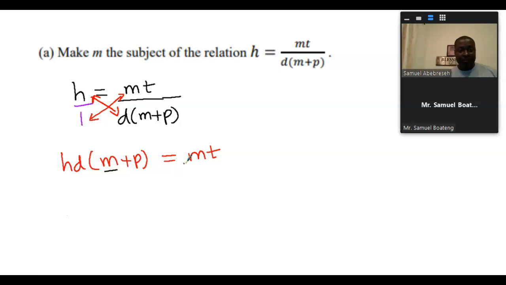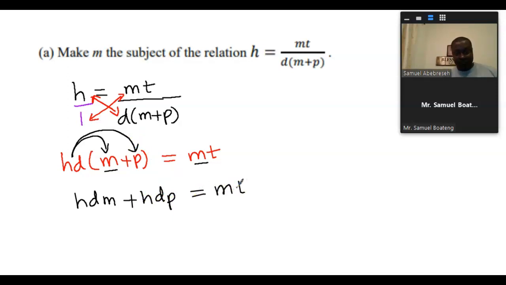So on the left-hand side, let's open the bracket. hd times m, we have hdm plus hdp, equal to mt. Now we have one m on the right-hand side of the equal sign, and then another m on the left. So what we can simply do is to put them together. So we can send this one to the right-hand side.